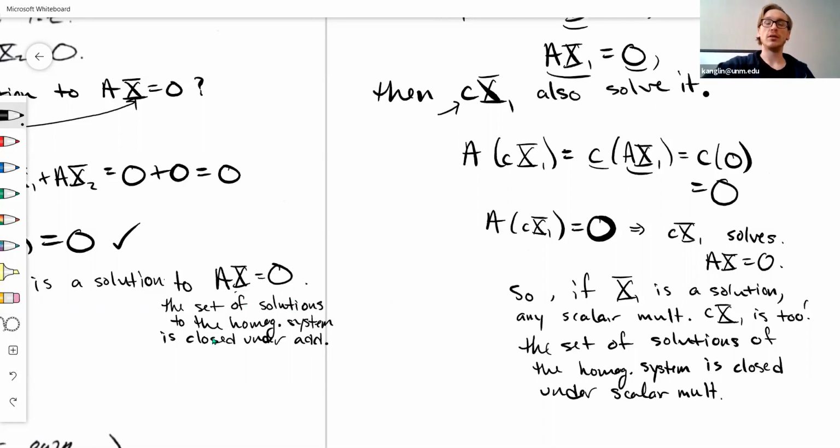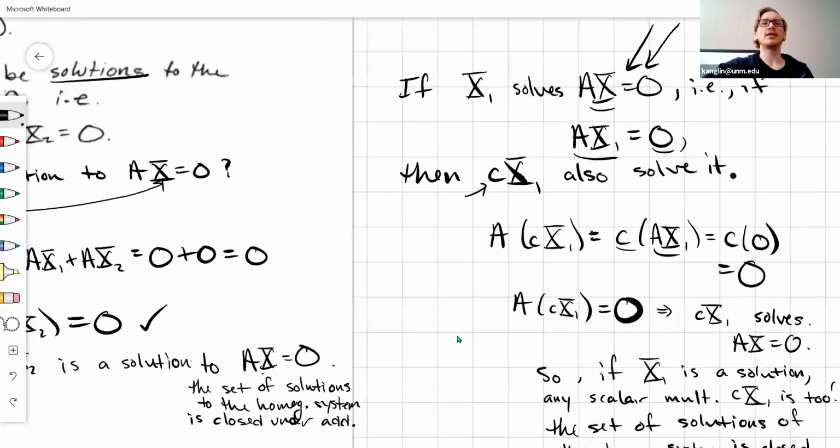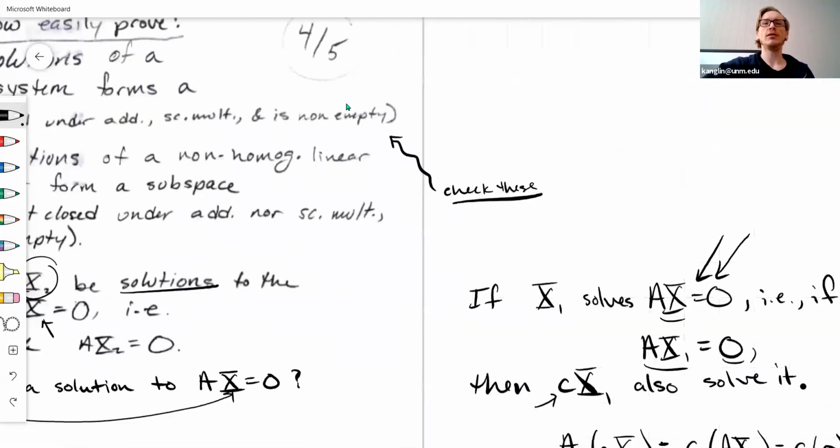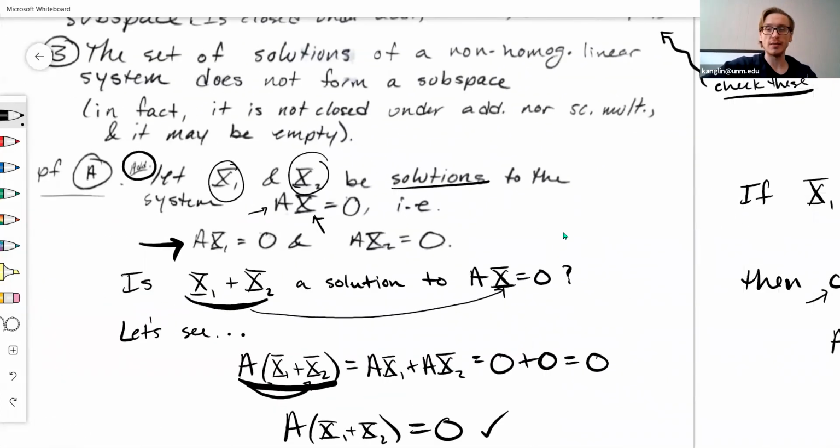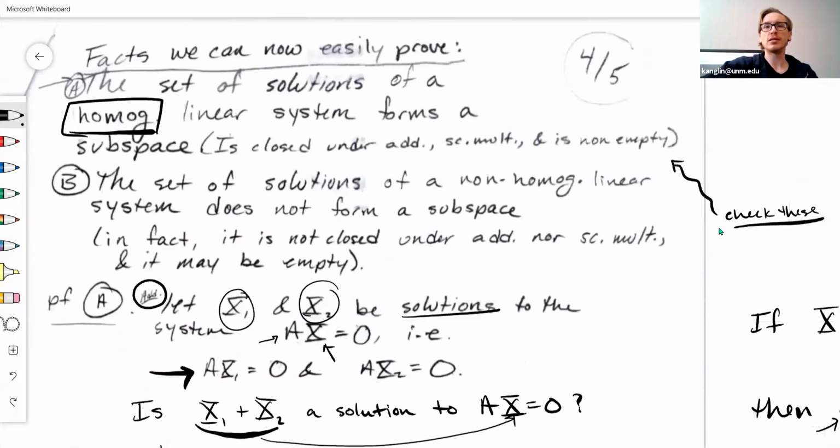So we have shown that it's closed under addition, closed under scalar multiplication. The last requirement is that it's non-empty, right? Meaning there has to always exist, no matter what homogeneous system I'm talking about. To say this set of solutions is going to be a subspace means, at the very least, it can never be empty. There always has to be a solution to a homogeneous system.